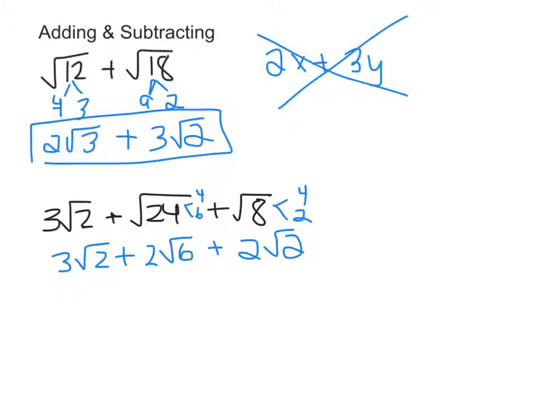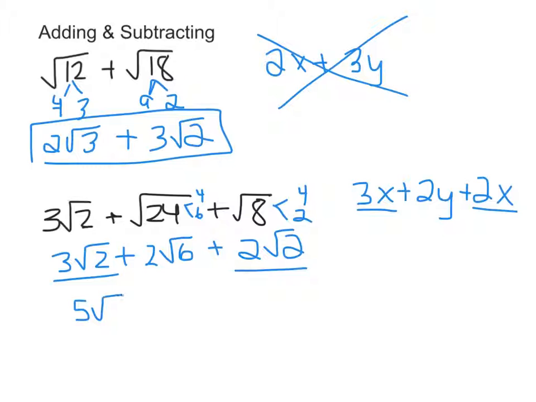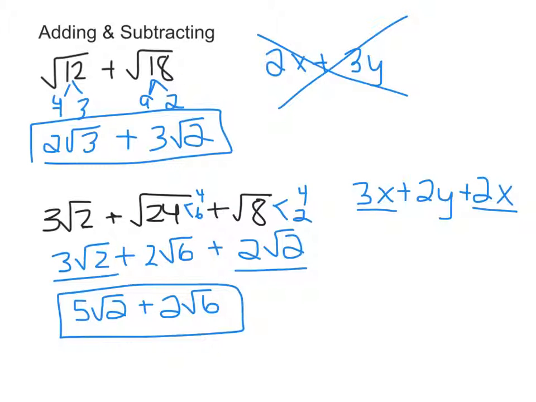Now if we think about this in terms of x and y's, we can think about this as 3x plus 2y plus 2x. And you know to combine the ones that have x's. So in this case, we combine the radical 2's. So that's 5 radical 2 plus 2 radical 6. Now there's nothing else I can do here, so that is my final answer.